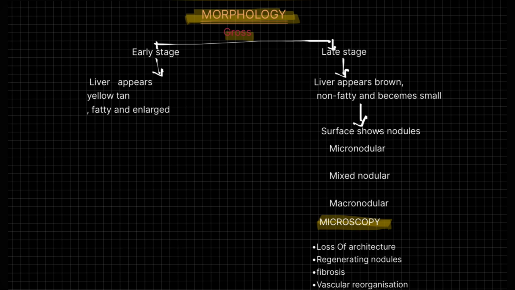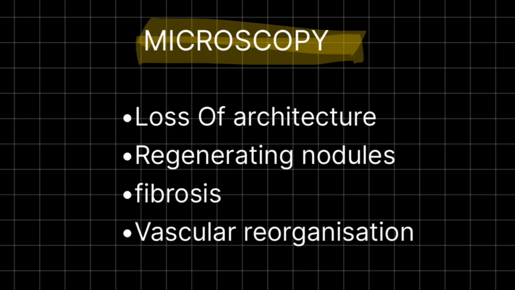The nodules will first appear small, that is, less than 3 mm in size. That is, first they form micronodules. Then progressively, when they coalesce to form larger ones, they form macronodules, and on the surface we can see mixed nodules, that is both micronodules and macronodules can be seen on the surface of the liver. Now we'll be moving on to the microscopy.